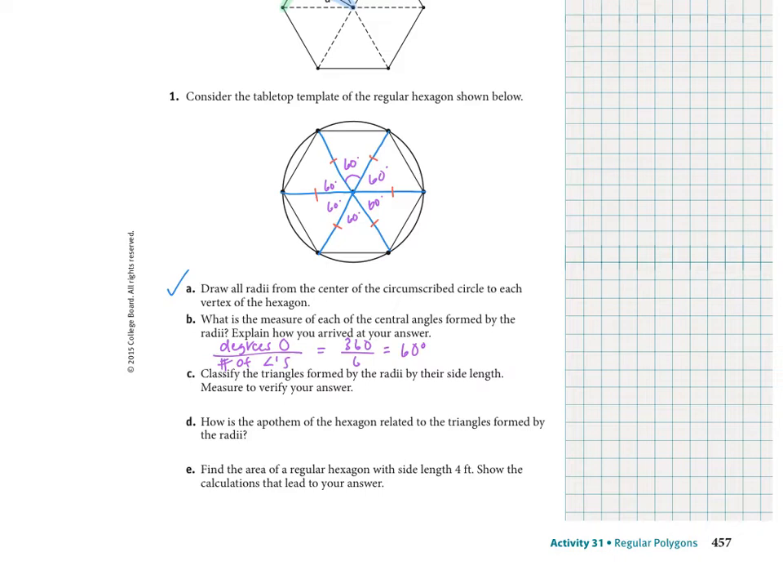Now, jumping back to something we talked about before, it says classify the triangles that are formed. Well, we know 2 out of the 3 sides are congruent to each other. So isn't this an isosceles triangle? Yeah, because 2 of the sides are going to be the same. We really don't need to measure to verify our answer because we can easily see how all of those radii are going to be the same.